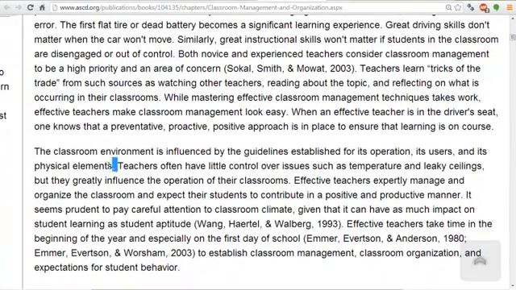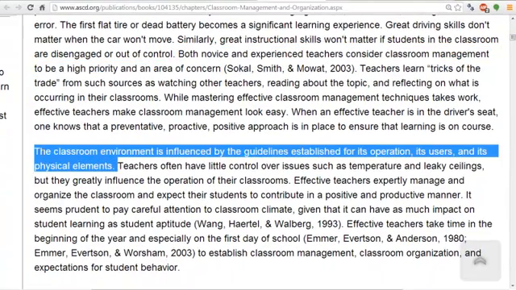There are a lot of issues that come into play that influence classroom management and the way your classroom runs. There'll be school rules, there'll be parent expectations, there'll be student expectations. Your own personality and philosophy come into play. There's a lot of variables.